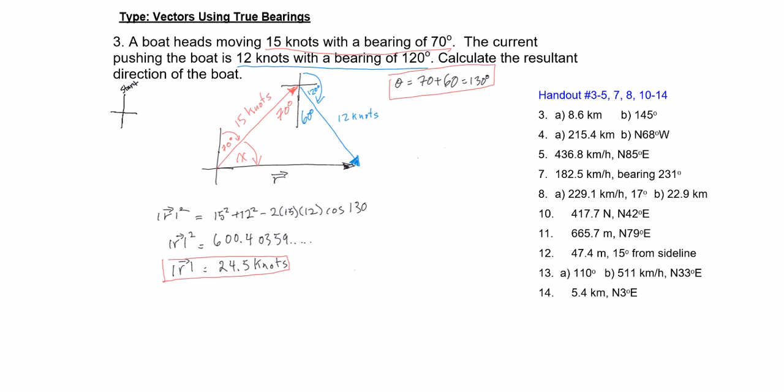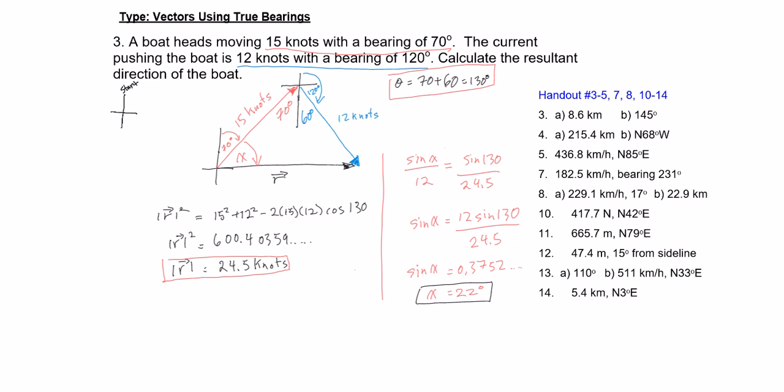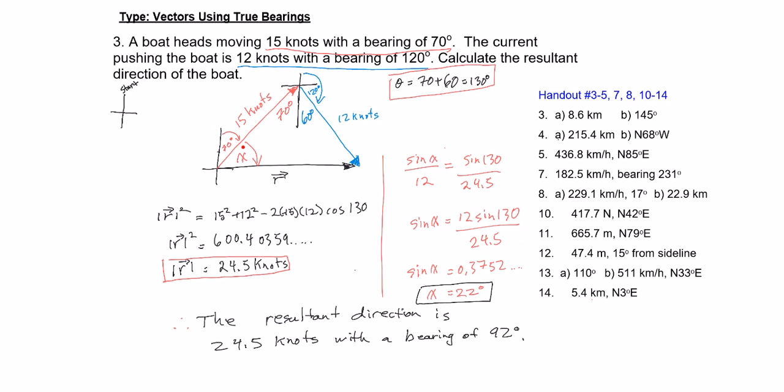So now let's do that. And we get this result for sine of x. Just take a moment and copy that down. And this is our final statement. The resultant direction is 24.5 knots with a bearing of 92 degrees, because we had to add 22 plus 70, which is right here, in order to find our actual bearing.